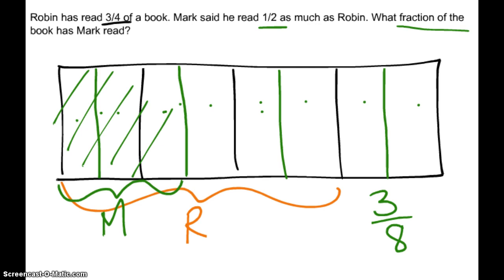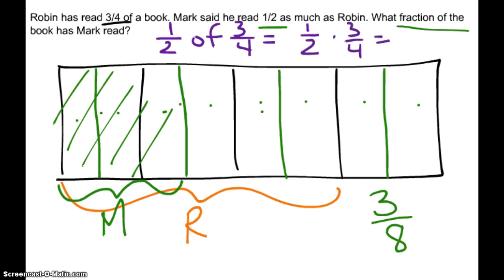Now, if we were to write an of statement, like we have been talking about, Mark read 1/2 of 3/4. And we know that when we have 1/2 of 3/4, that means 1/2 times 3/4, and we multiply numerator by numerator, denominator by denominator. And what we got actually matches our equation.